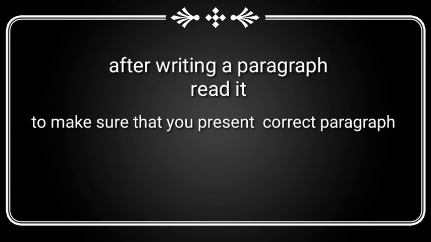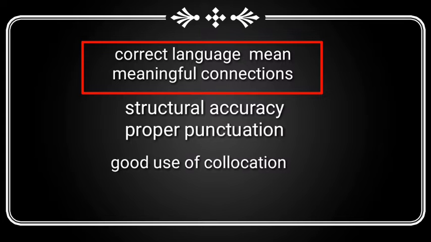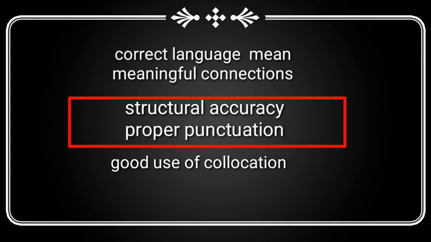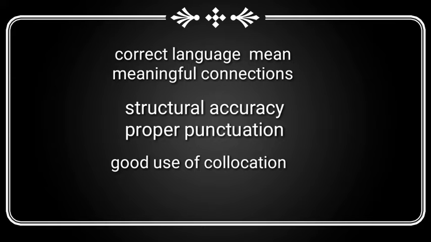By correct language, I mean many things. There should be meaningful connection. There should be structural accuracy. There should be proper punctuation. There should be good use of collocation. Meaningful connection means that the words that you are using are in connection with the topic that you are discussing.